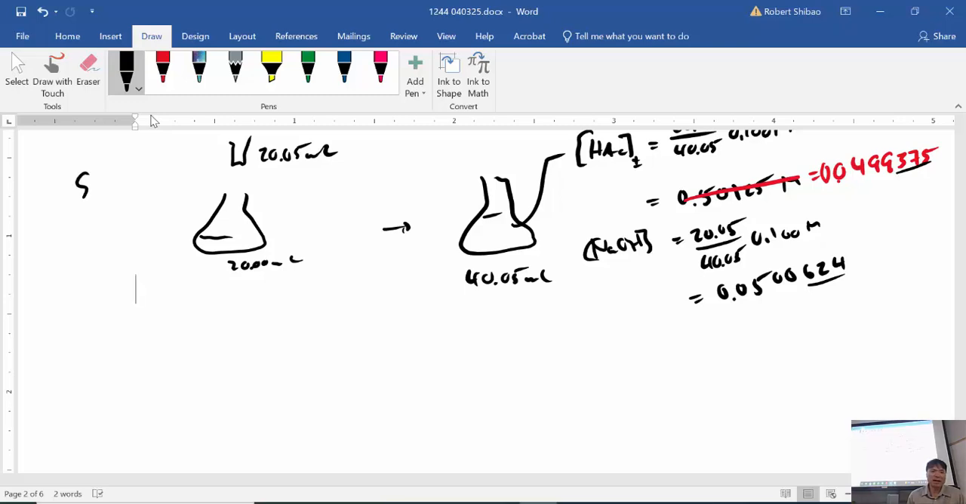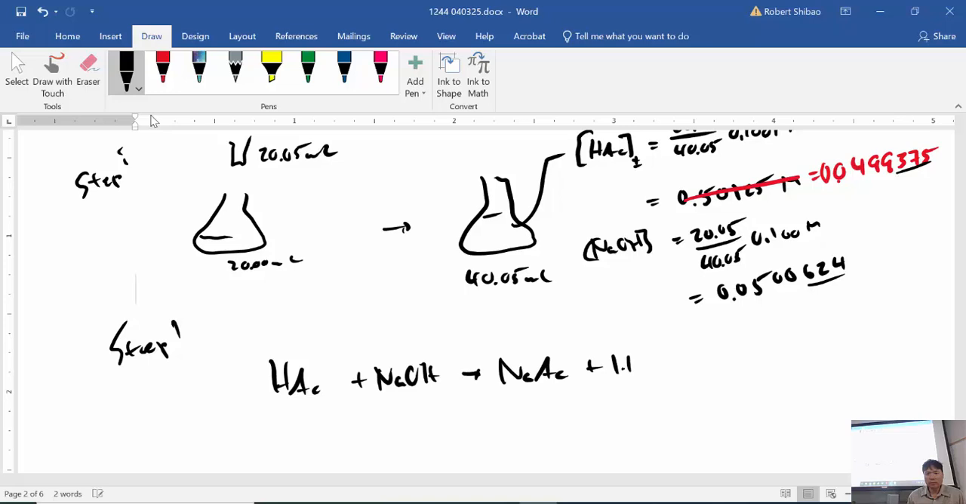So that's my step I. And then I'll do my step 1 here, which is going to be the HAC plus the sodium hydroxide. This is going to yield sodium acetate plus water. The HAC is 0.0499375. Your book loves to use milli. I could use milli too.